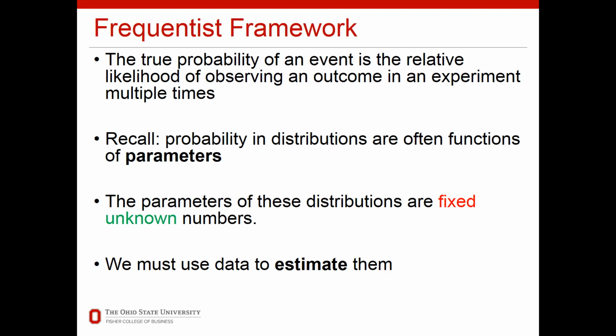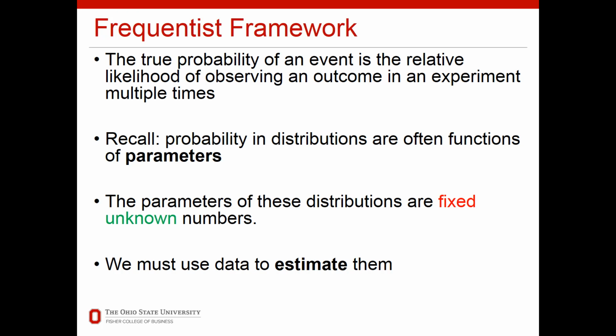That proportion of successes, this empirical proportion, is expected to be the true, singular probability of an event occurring. Recall that probability distributions are functions of parameters, so we might be more interested in characterizing the distribution. So how do we characterize the distribution? We have to figure out what parameter values are most consistent with our data. The parameters of the distributions and the probabilities themselves in the frequentist framework are fixed, unknown numbers, and we have to use data to estimate them.